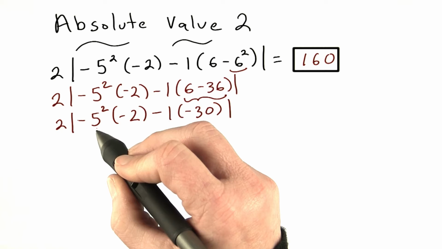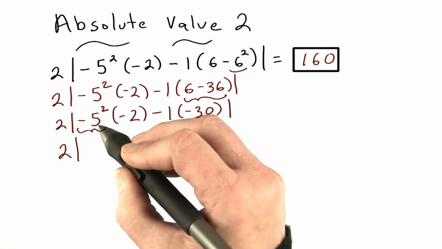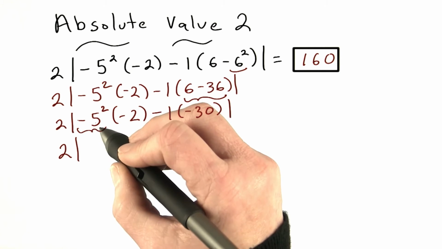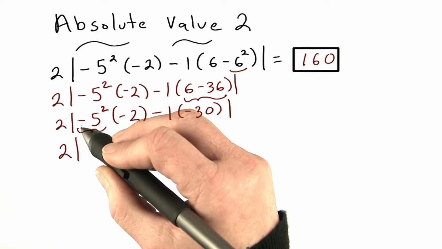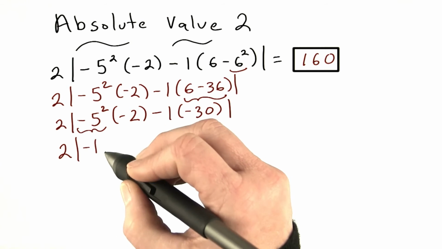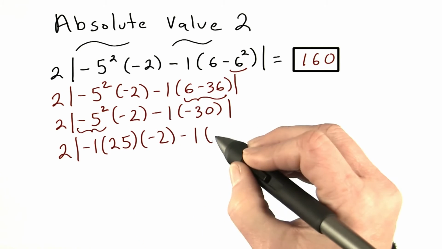So I have an exponent. Let's evaluate that first. I have 2 times the absolute value of negative 5 squared. Now we have to evaluate negative 5 squared. Since the negative is not in parentheses, negative is not part of the base, so we have negative 1 times 5 squared, and we know that 5 squared is 25. And I copy down the rest of the operations.